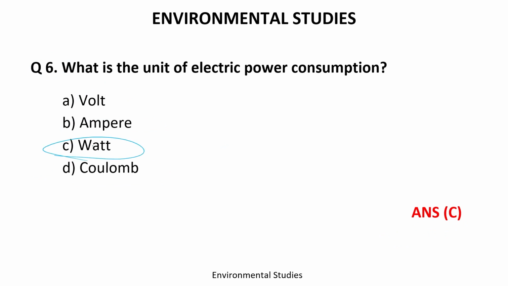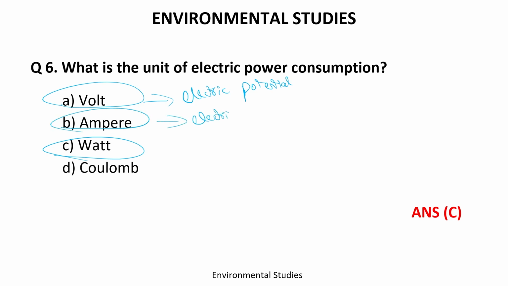Correct answer is C, watt. Volt is for electric potential. Ampere is for electric current. Watt is for electric power. Coulomb is for electric charge.